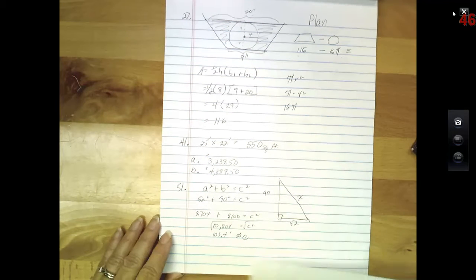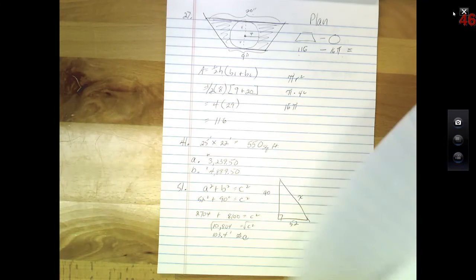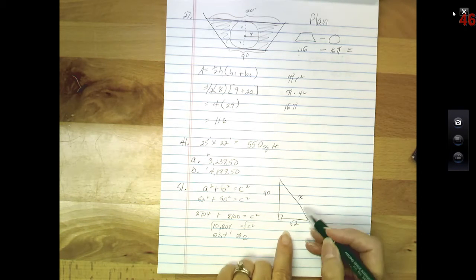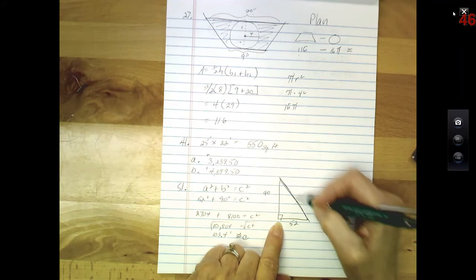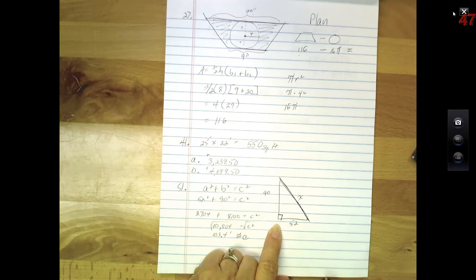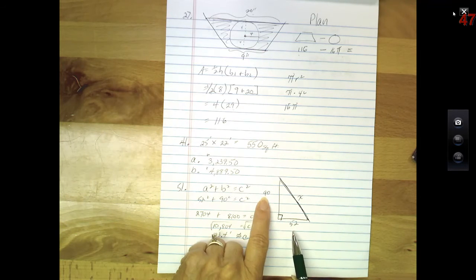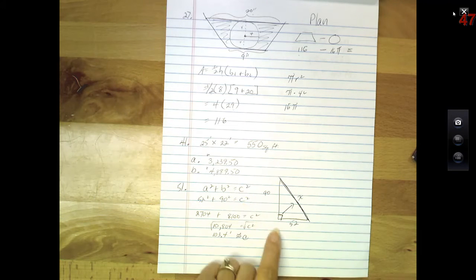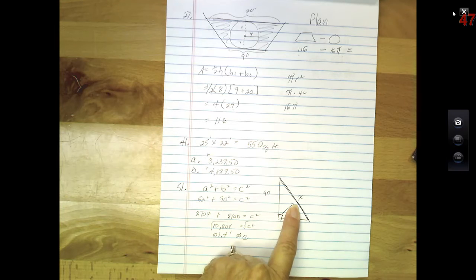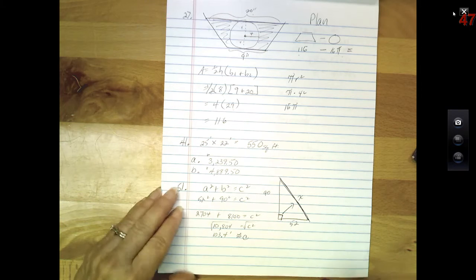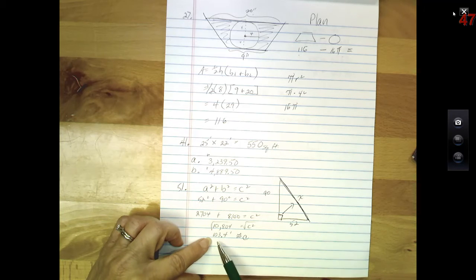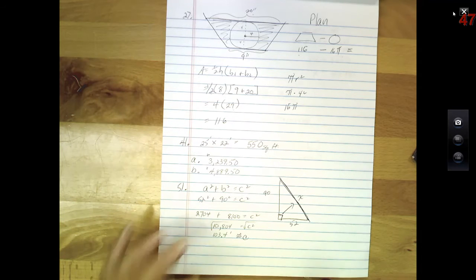51 was another one where you had to use the Pythagorean theorem, to find the length of that cable right there. It makes a right triangle. We know these two sides, so a squared plus b squared equals c squared. You always make sure that your c squared is the side that's across from the right angle. It comes out to 10,804, and the square root of that is about 103.4 feet long.